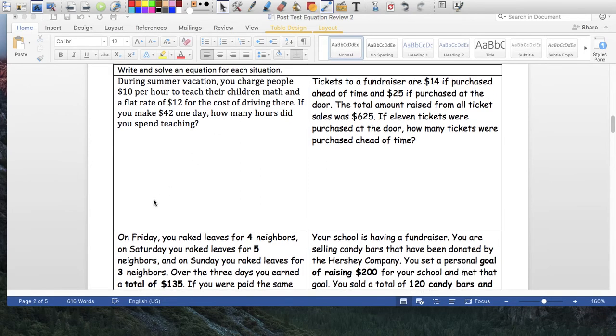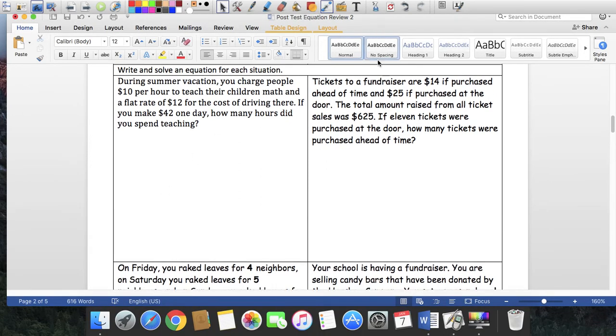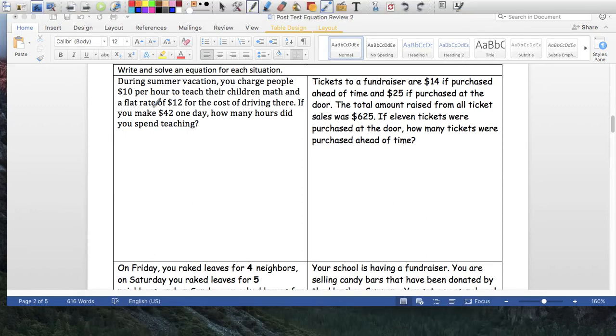Right, and solve the equations. So we have to show me an equation. During summer vacation, you charge people $10 an hour to teach their children, and a flat rate of $12 to drive there. If you make $42 in 1 day, how many hours did you spend teaching? So in this particular day, you made a total of 42. Okay. So, and how did you make the 42? Well, first of all, you got plus 12. They gave you $12 for driving there, and then you did $10 per hour, and that's our equation.